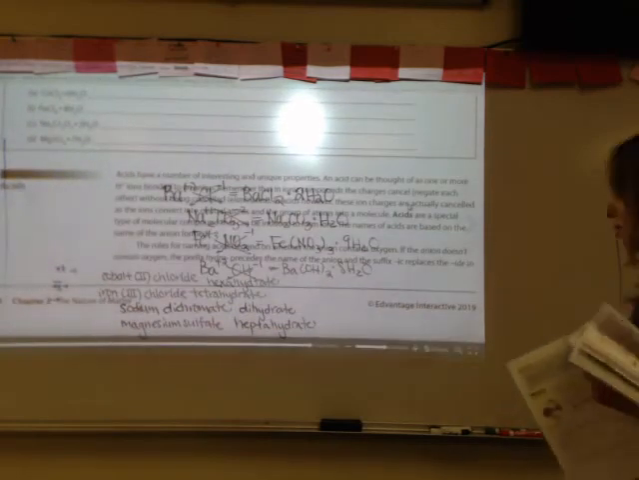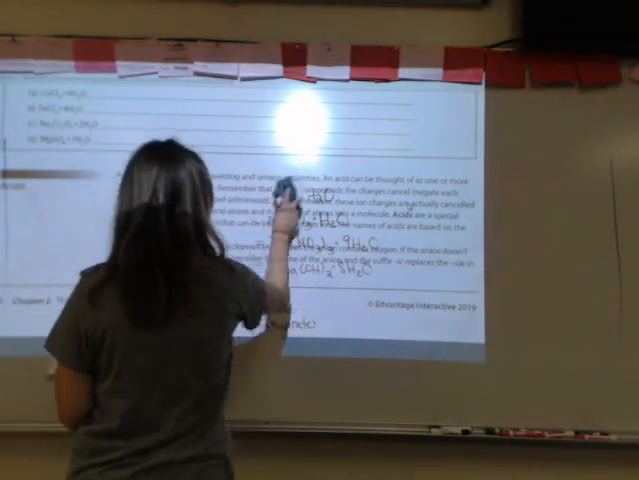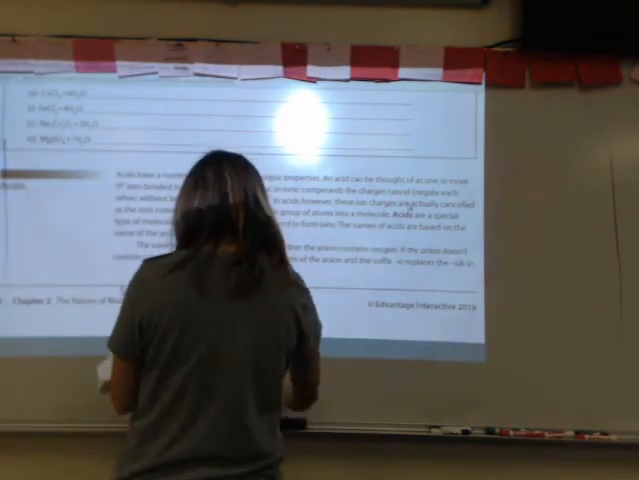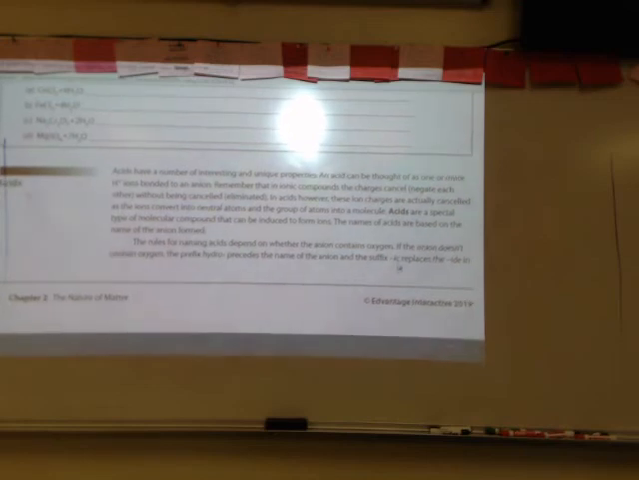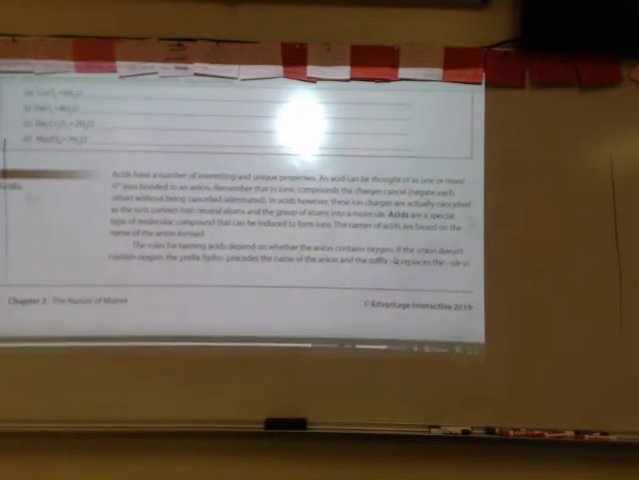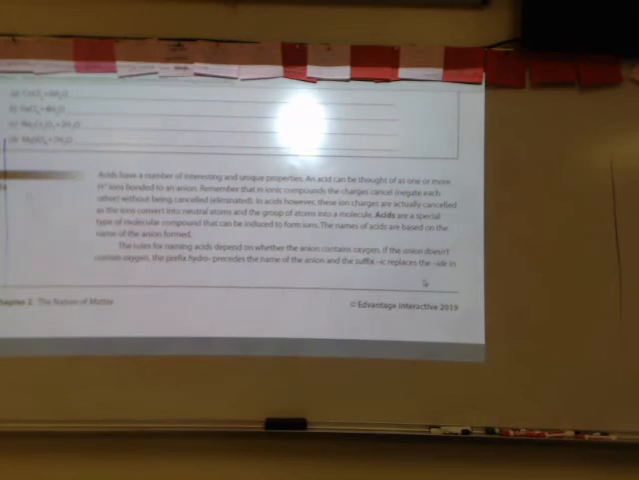Let's talk about acids. Acids are going to begin with a hydrogen. They're going to have one or more hydrogen ions bonded to an anion. They're going to be dissolved in water. They're a special type of molecular compound that can be induced to form ions in water. And the names of acids are based on the name of the anion formed.